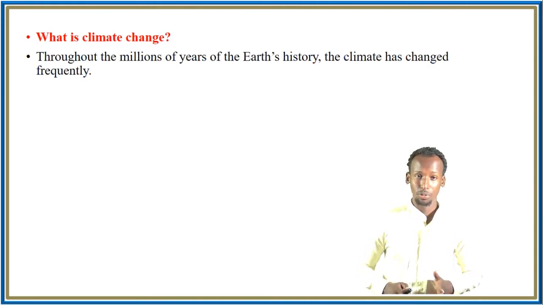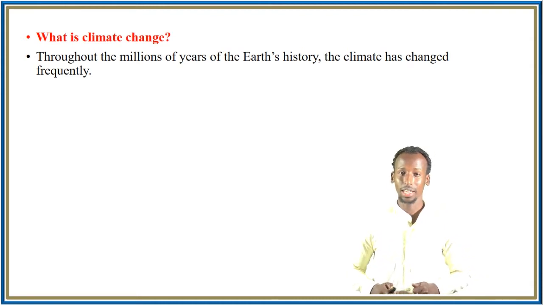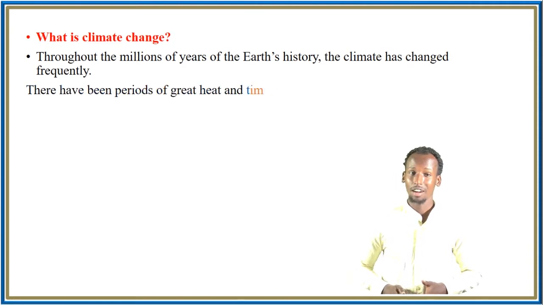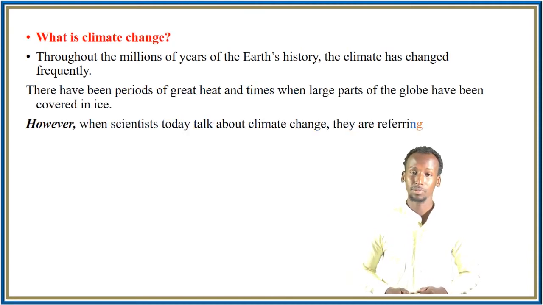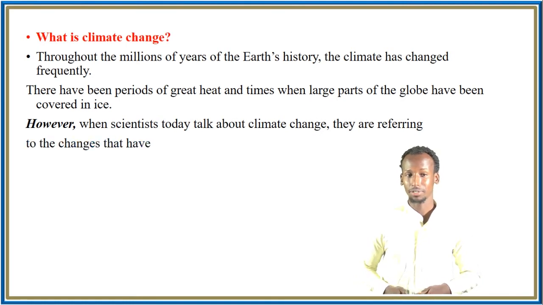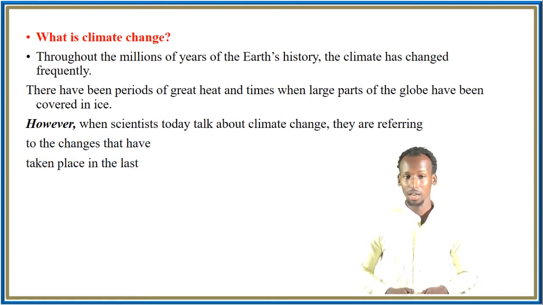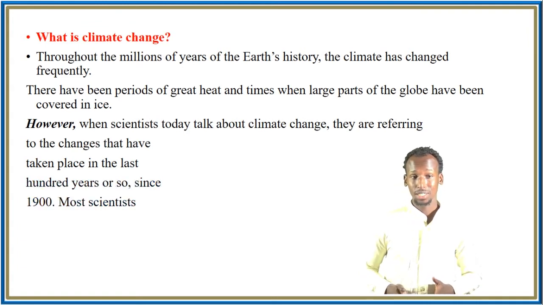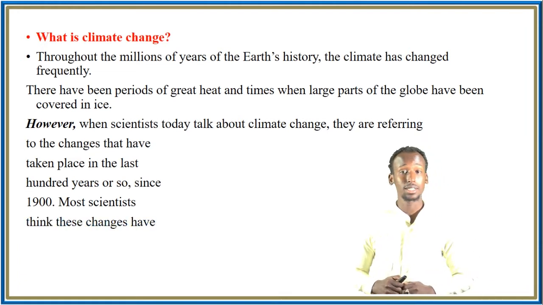Throughout the millions of years of the Earth's history, the climate has changed frequently. There have been periods of great heat and times when large parts of the globe have been covered in ice. However, when scientists today talk about climate change, they are referring to the changes that have taken place in the last 100 years or so, since the 1900s. Most scientists think these changes have been brought about by human actions.